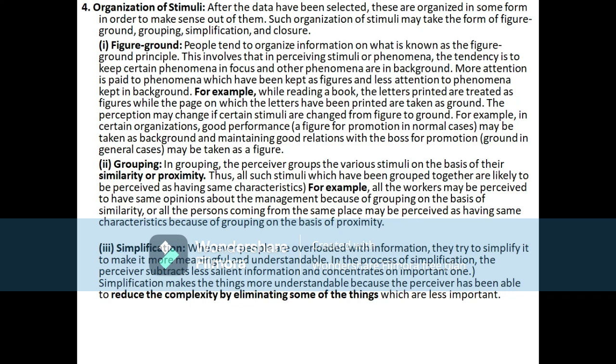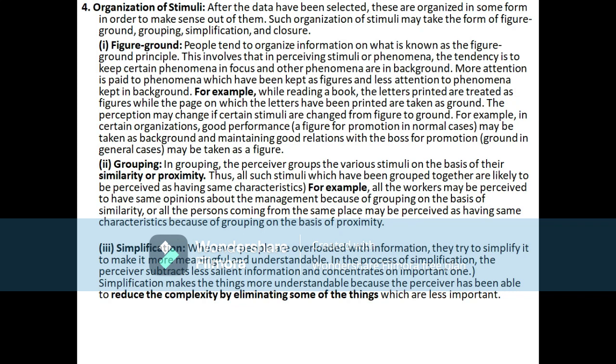So here in grouping, the perceiver groups various stimuli on the basis of similarity and proximity. All stimuli which have been grouped together are likely to be perceived as having the same characteristics. For example, all workers may be perceived to have the same opinion about the management because of grouping on the basis of similarity. So here first he will see the similarities or proximities.